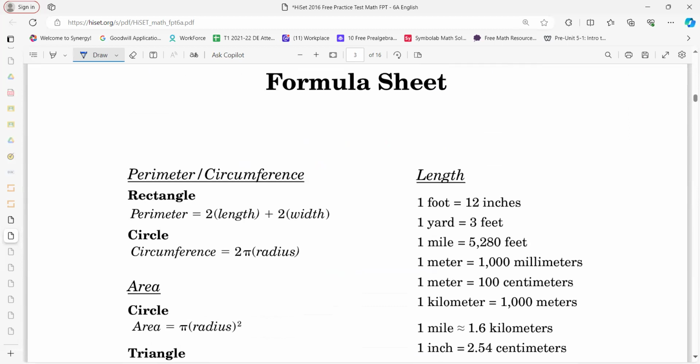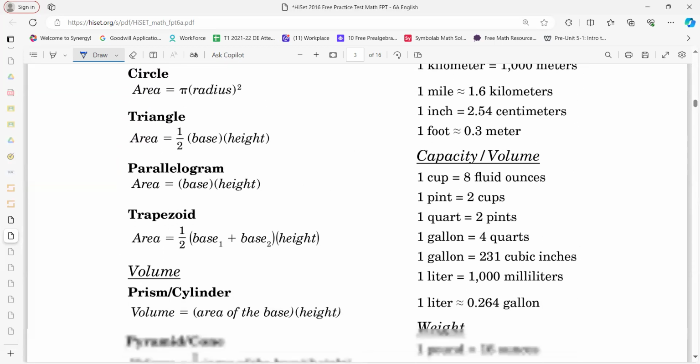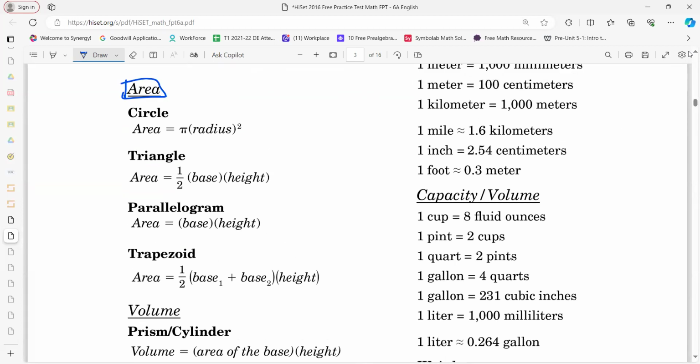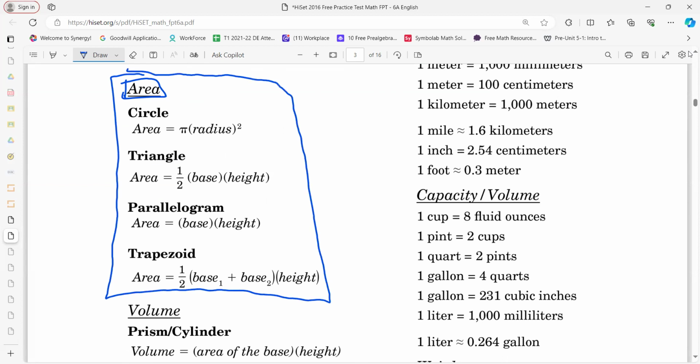They were talking about rectangles, right? Well, here's a section that says area. Now, do you see area of a rectangle in there anywhere? These are the only area formulas they gave us, and the question we were looking at says rectangle. No, it doesn't look like it, but here's how this formula sheet gets you.